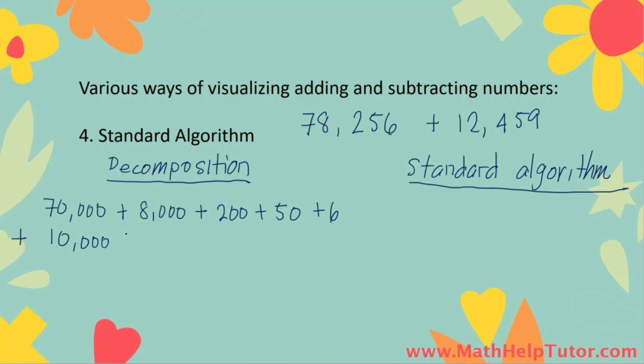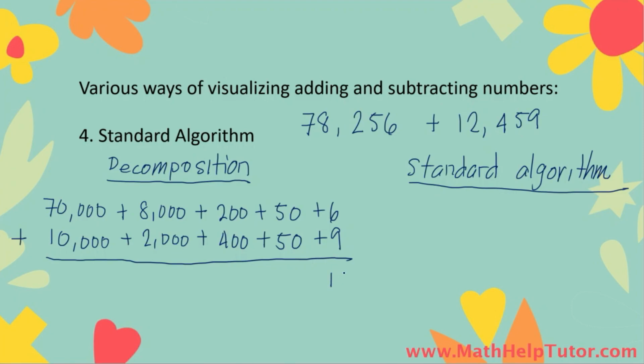That's 10,000 plus 2,000 plus 400 plus 50 plus 9. And then let's put an underline here to separate our numbers from the answer. So what we do is we add the numbers beginning with the rightmost place. So 9 plus 6 is 15.